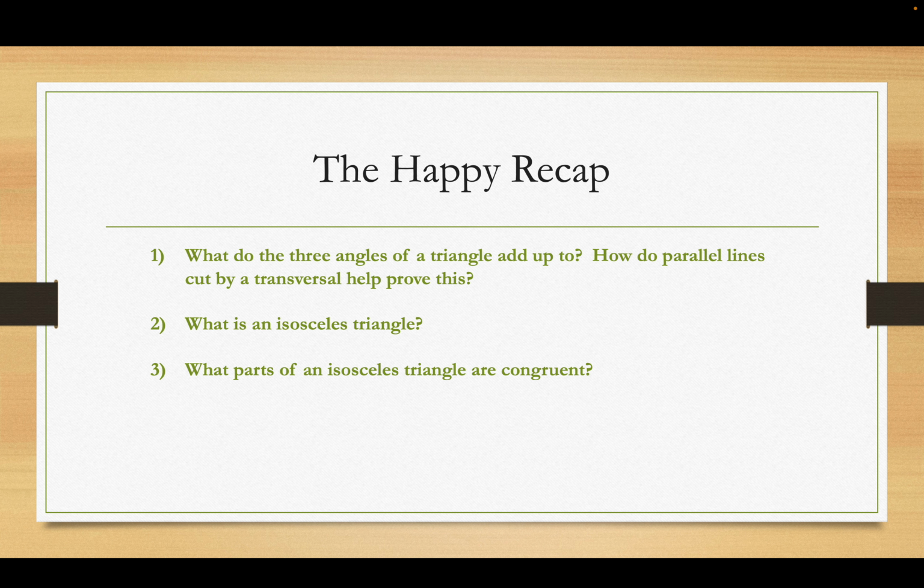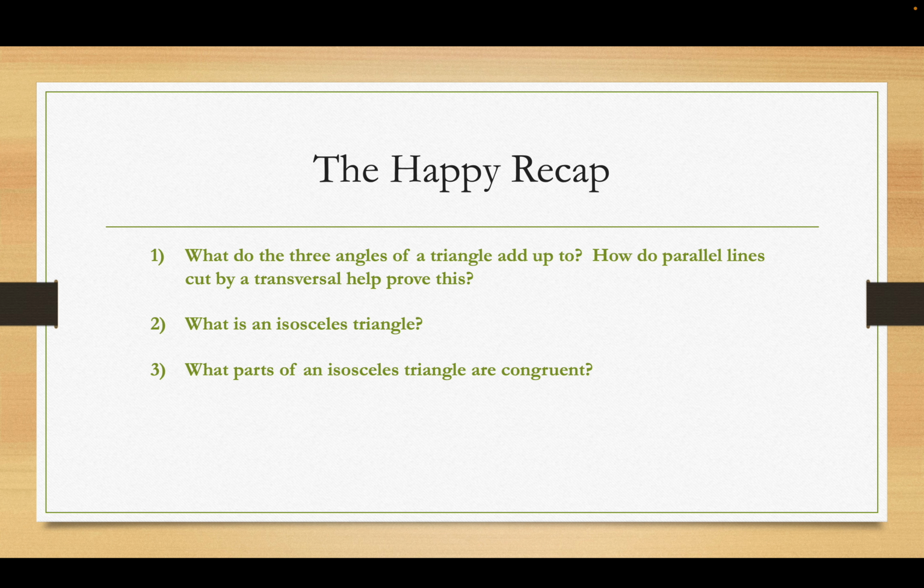What do the three angles of a triangle have to add up to? 180 degrees. How do parallel lines help prove this? Well, this is the diagram with the red, the blue, and the yellow add up to 180 because they make a straight line. And then by alternate interior angles, one of the reds and one of the blues go inside the triangle. So likewise, by a little substitution there, the three angles of a triangle have to add up to 180.